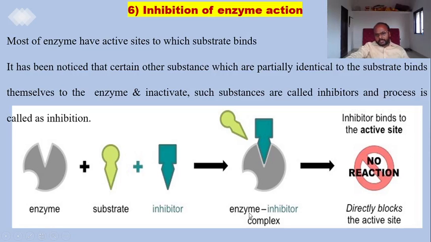When the enzyme acts on this inhibitor, the enzyme-inhibitor complex is formed, and the inhibitor binds to the active site and directly blocks the active site, and the reaction is not completed. That means the product is not formed. Such a substance is called an inhibitor, and this action is called inhibition of enzyme action, or inhibitory action.